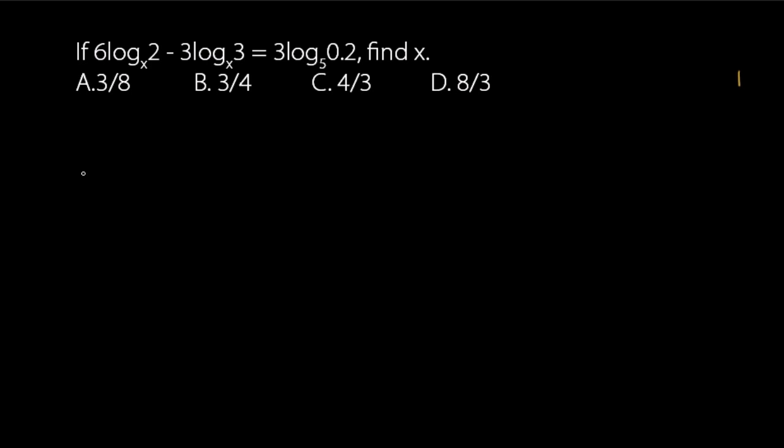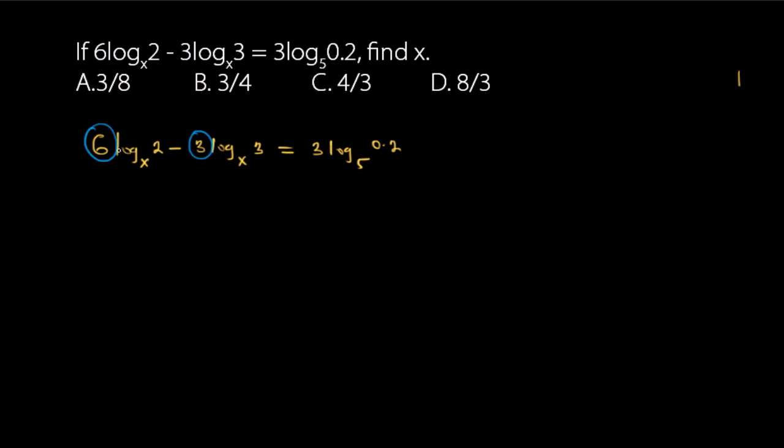So what we're given is 6 log to the base x of 2 minus 3 log to the base x of 3 equals 3 log to the base 5 of 0.2. The very first thing I'm going to do here is observe that the coefficient of log 2 to the base x is 6. The coefficient here is 3.